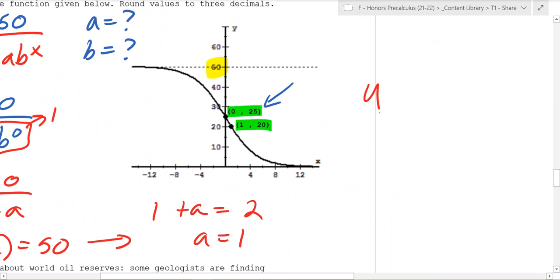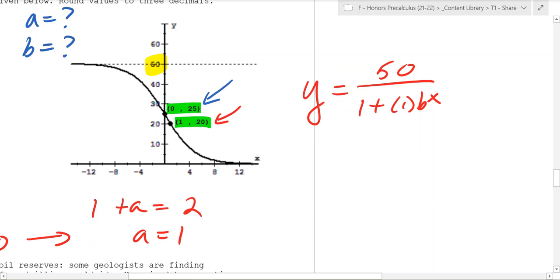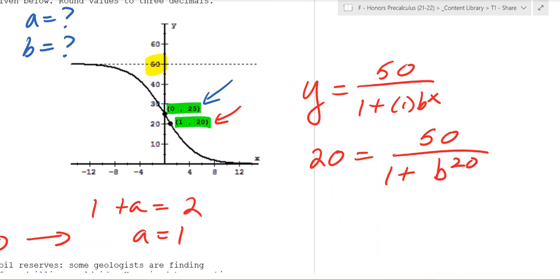So now we know that y is equal to 50 over 1 plus 1 times b to the x. So we need to solve for b. How do we do that? We plug in our next point. We get out 20 when you have 50 over 1 plus b to the first, sorry, not b to the 20th, because the point is (1, 20). So you get out 20 when you plug in 1. It's a lot better than b to the 20th.